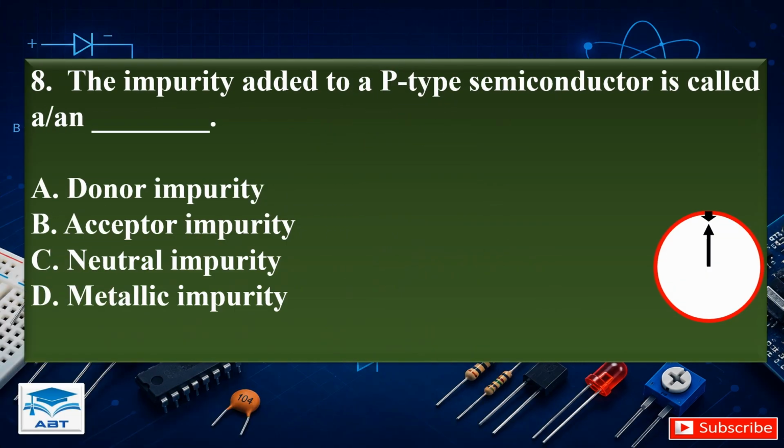8. The impurity added to a p-type semiconductor is called an ion. A. Donor impurity. B. Acceptor impurity. C. Neutral impurity. D. Metallic impurity. The answer is B. Acceptor impurity.